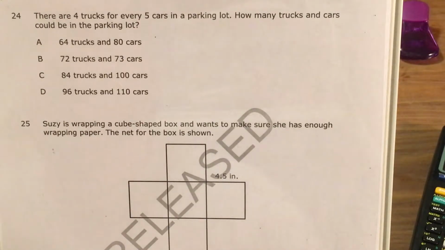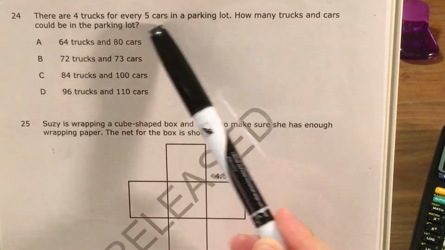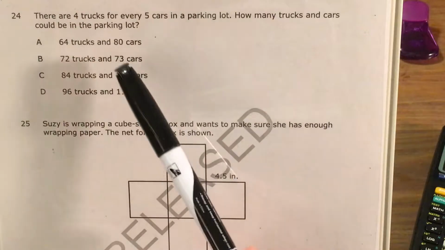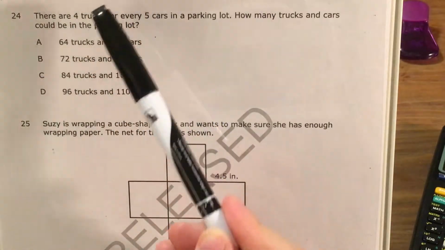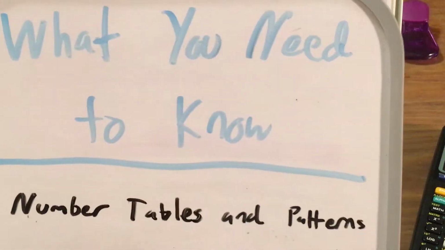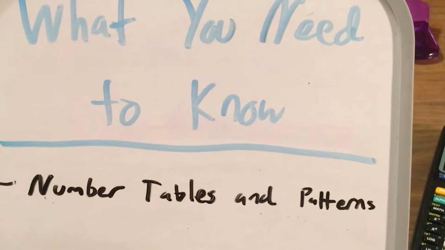This is Mr. W. Today we're going to tackle question 24 in the 6th grade math questions that North Carolina released this past school year. The question says that there are 4 trucks for every 5 cars in a parking lot, and we're supposed to find out which of these answer choices could be a number of cars and trucks in this parking lot that matches this pattern. Alright, so to do well in a question like this, the biggest skill that we'll need is the ability to work with number tables and with patterns.